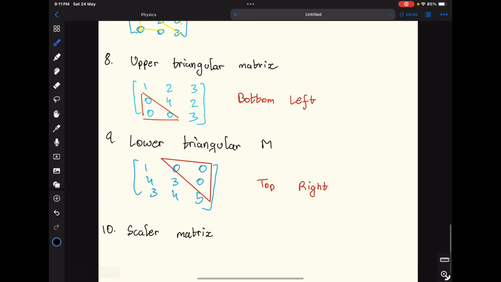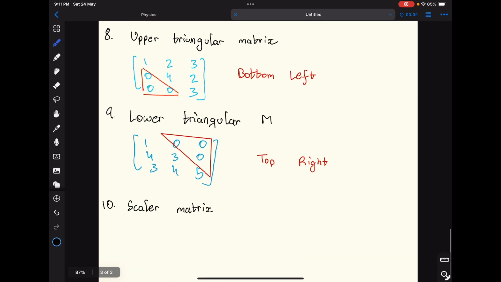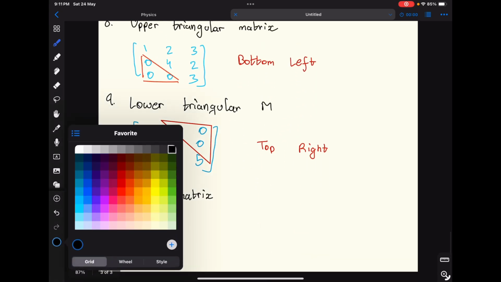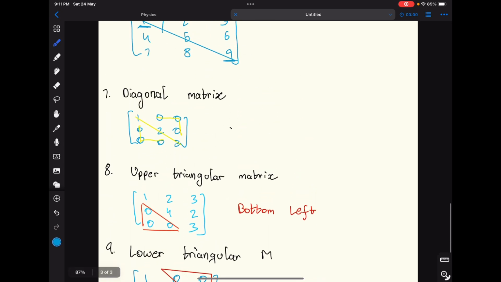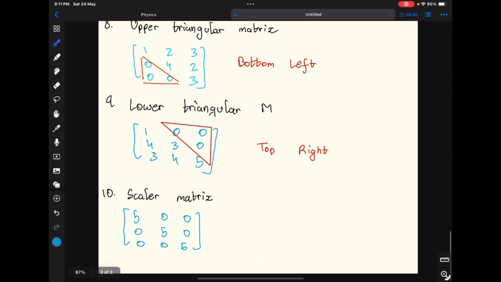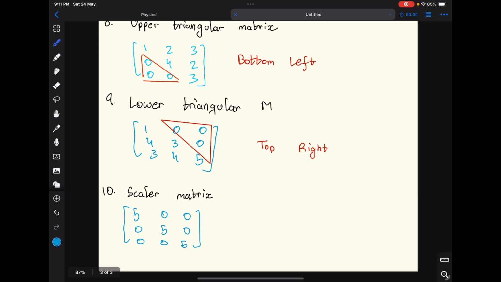What is a scalar matrix? It is similar to a diagonal matrix, but there is only one small difference. If we take 5, 0, 0, 0, 5, 0, 0, 0, 5, what difference can you see between a scalar matrix and a diagonal matrix? In a diagonal matrix, the elements in the principal diagonal are different, but in the scalar matrix, the elements are the same. That means 5, 5, 5. We can conclude A11 is equal to A22 is equal to A33.